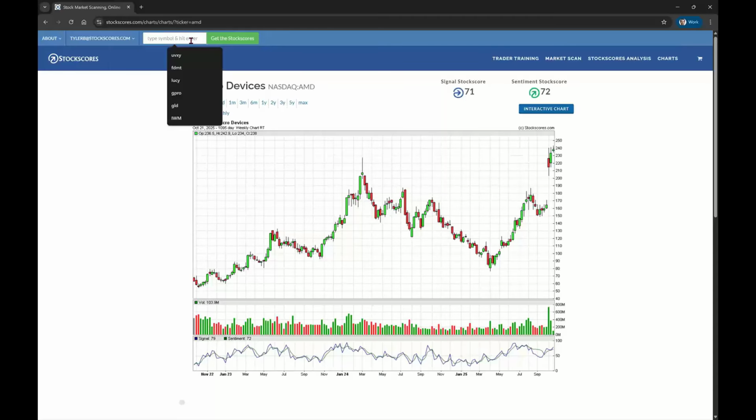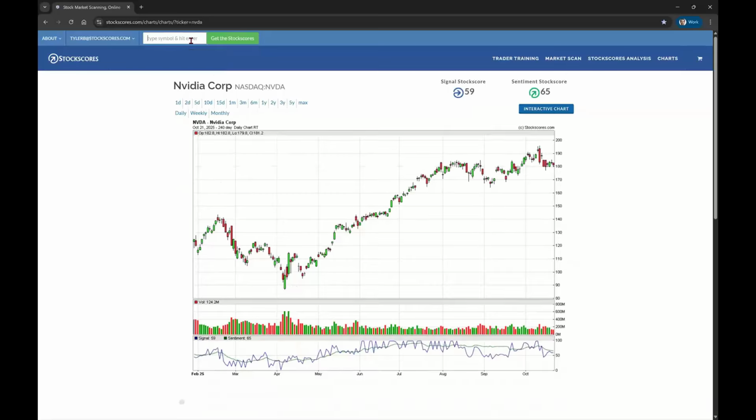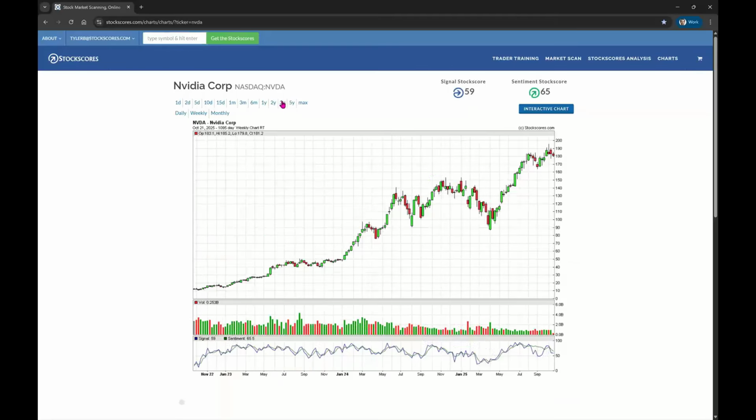So NVIDIA, let's take a look at NVIDIA. It's a little bit sideways the last little while. I think it's a little toppy. I mean, the long-term trend is up, but you can see here this upward trend line was broken here. And since that time, we've kind of just been going sideways. It's an okay hold. I wouldn't consider it a buy here.